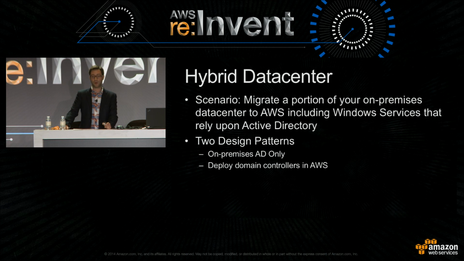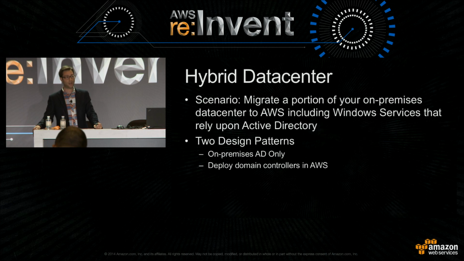We'll look at a scenario where you might be migrating a portion of your on-premise data center to AWS, including a Windows service or services that rely upon Active Directory. There'll be two design patterns that we dig into: an on-premise Active Directory only, and a deployment of domain controllers in AWS.